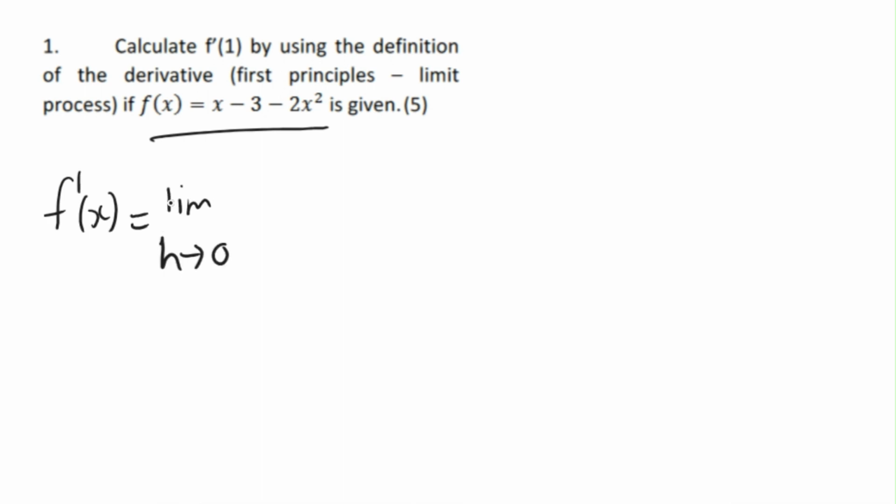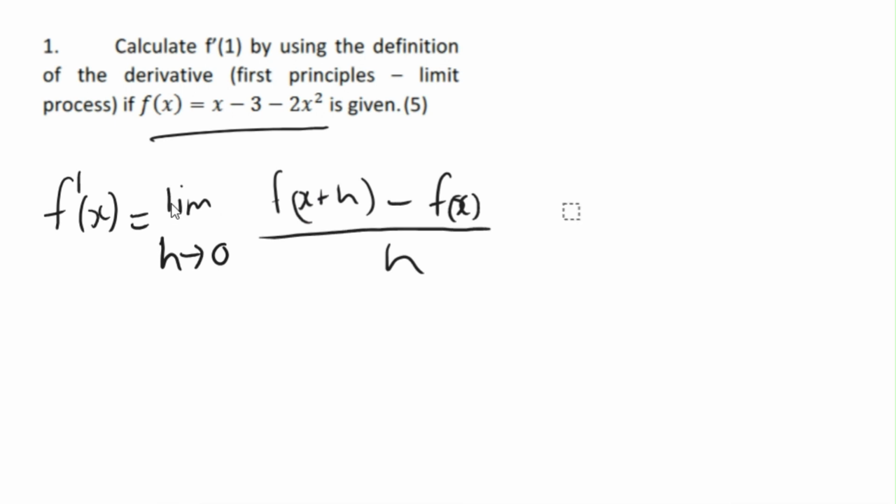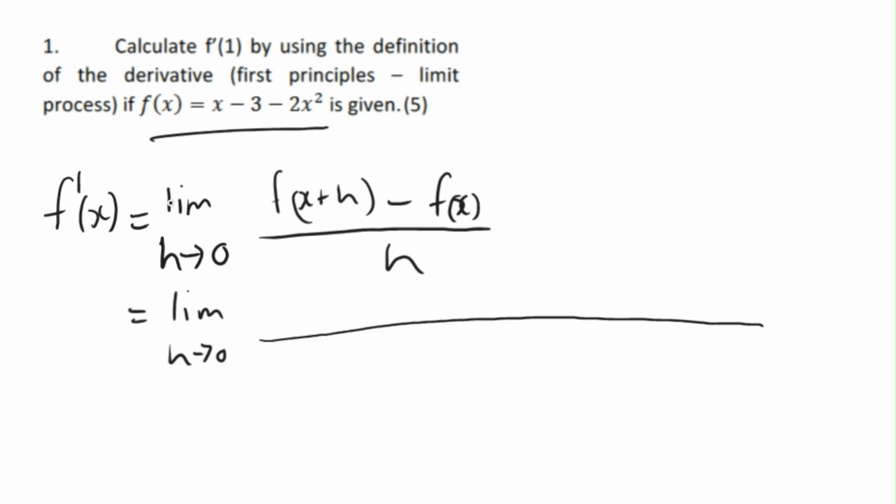as h goes to 0, of f of x plus h minus f of x, divide everything by h. This is where you start, and then from there you have to do the maths. Okay, this equals the limit as h goes to 0 of a very long thing here. Let's see what that long thing is. F of x plus h is that long thing.